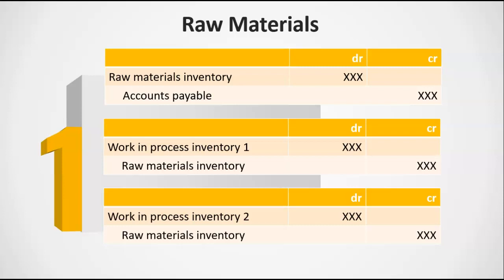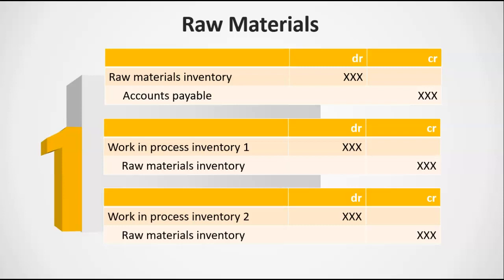After that, when you want to use the raw material in production, what you do is that you credit raw material inventory and you debit work in process inventory 1. So this one is for production in department 1. As for department 2, when you want to use the raw material for production, you credit raw material inventory and debit work in process inventory 2.